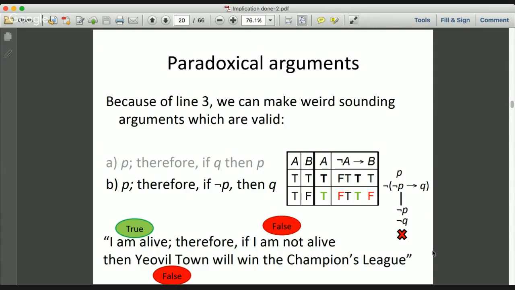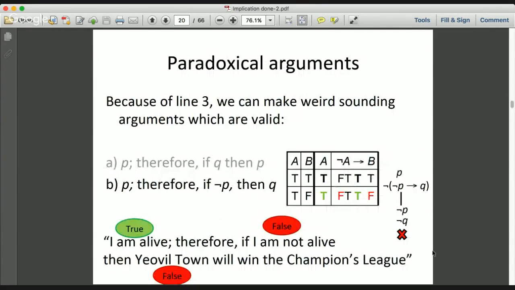It's true that I'm alive, obviously. It's false that I'm not alive. For anyone who doesn't know who Yeovil Town are, they're not a team that are in any sense going to win the Champions League. Right? So it's false that Yeovil Town will win the Champions League. So it's another valid argument.